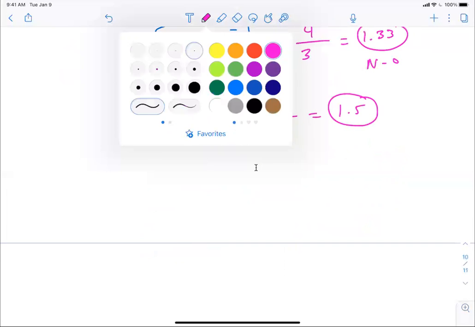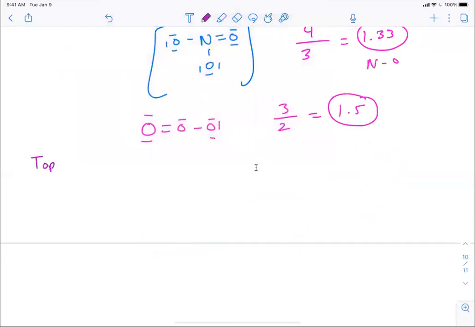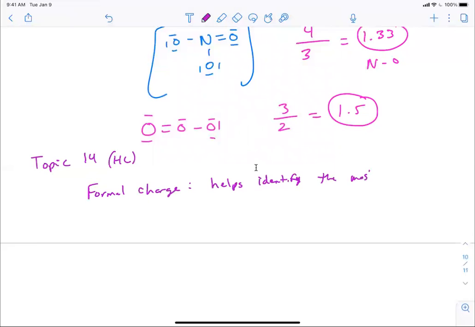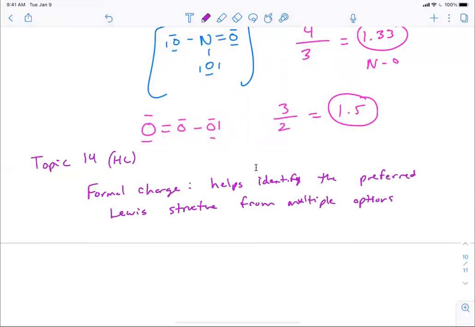The last thing that we talk about in topic 14 is HL, and that's formal charge. Okay. Formal charge helps identify the, well, preferred Lewis structure from multiple options. Sorry, my handwriting is getting really bad right now.